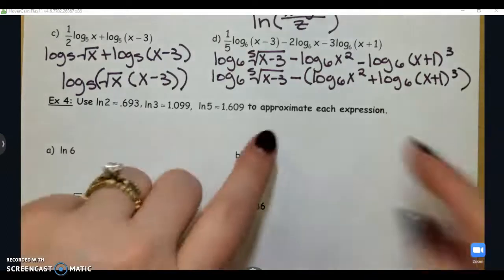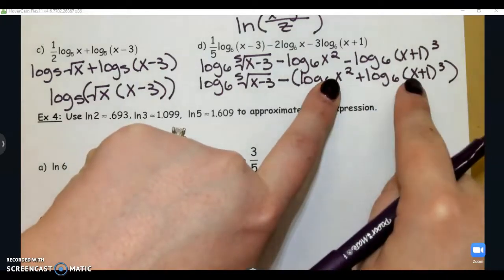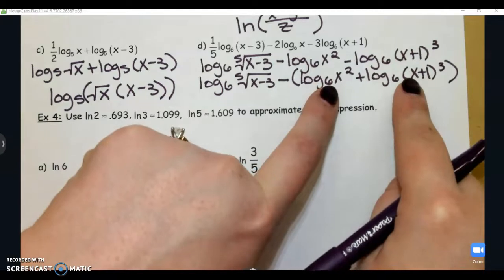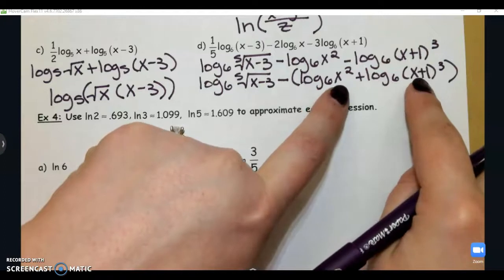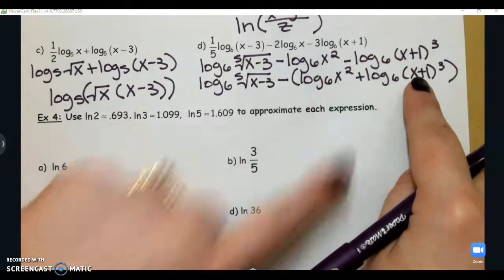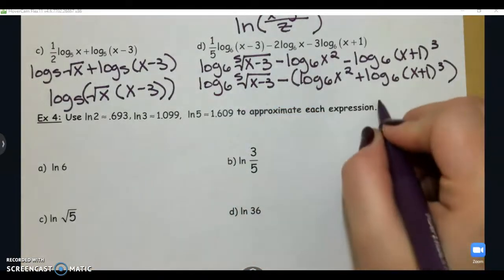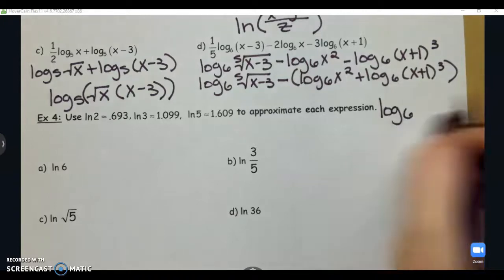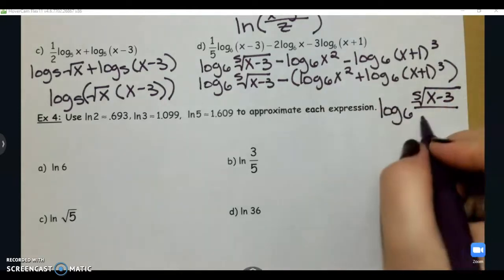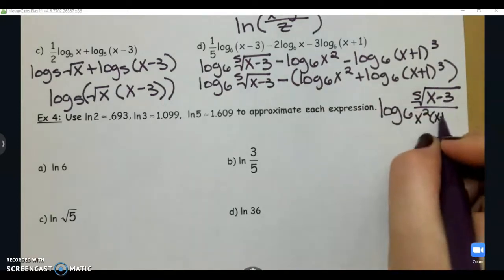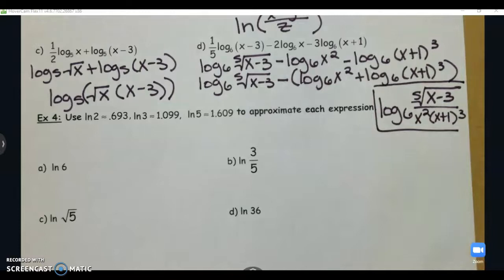Now, what this tells me is because this minus is on both of these, this is what's going to be in my denominator. And because the addition indicates the multiplication property, that means that these terms are going to be multiplied together in the denominator. So here's my numerator, 5th root of x minus 3. I'm going to put this over here just because I'm running out of room. Log base 6 of 5th root of x minus 3 divided by x squared times x plus 1 cubed. And that is our condensed logarithm.